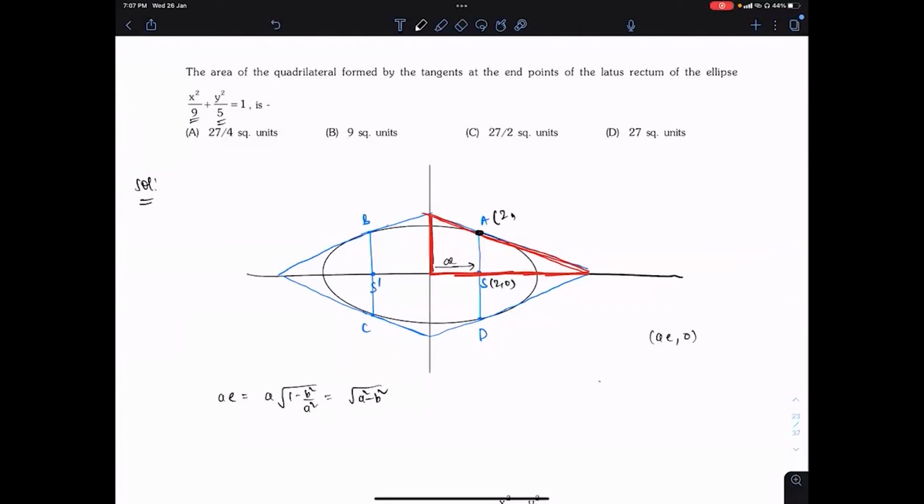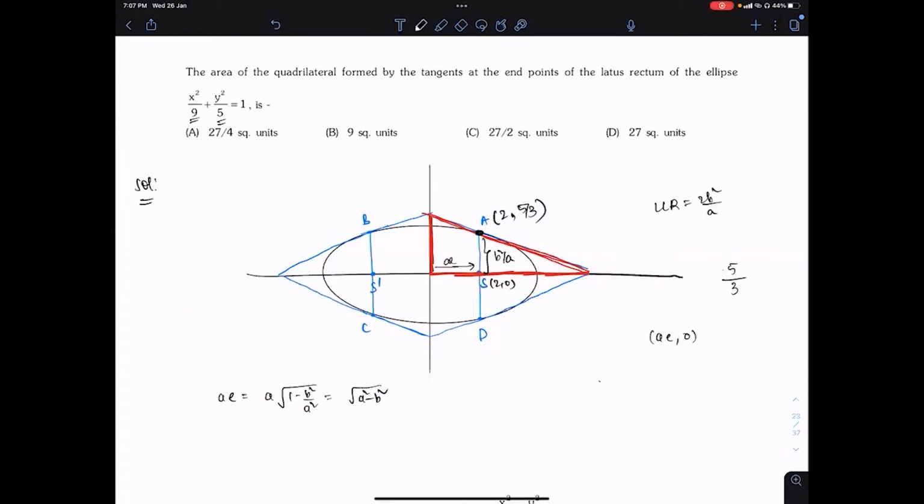And what will be the height of this one? That one end, b square by a, that length. Total is 2b square. Length of latus rectum in ellipse is 2b square by a. So from focus to one end, it will be b square by a. So what is b square? 5. So 5 by a. a is how much? 3. So (2, 5/3), that point. Now how to find the equation of tangent?